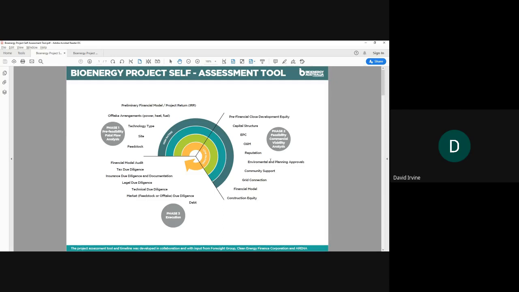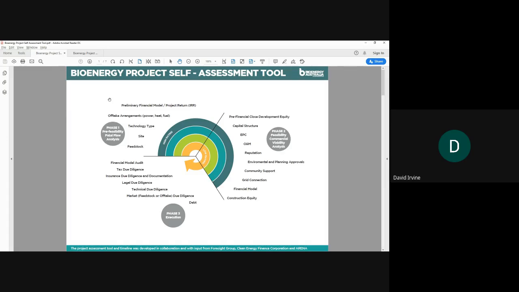So in terms of each of the phases, there are some of the key elements: feedstock, site, technology, offtake, and preliminary financial model. This is basically the stage at which you need to really understand, is my project feasible at all? And if not, why not? And what do I need to think about to get the project feasible?